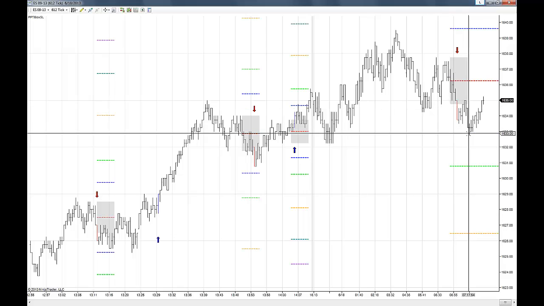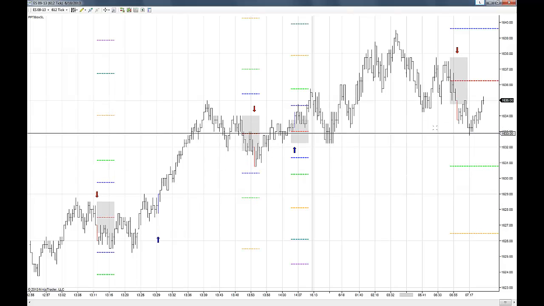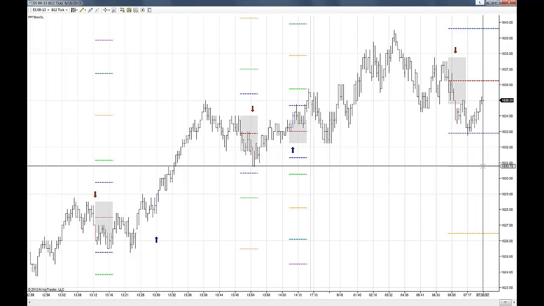This one we saw live happen. This one nailed our first target. That one won, for example. So 1, 2, 3, 4, and then the fifth one was a loser. So we know that, okay, 4 out of 5 trades in this grouping won.